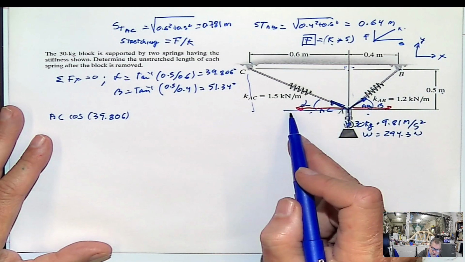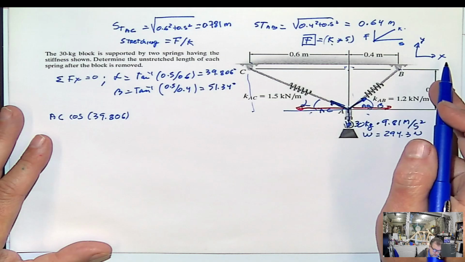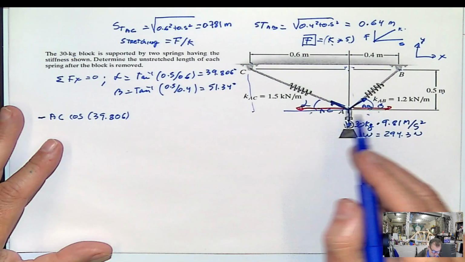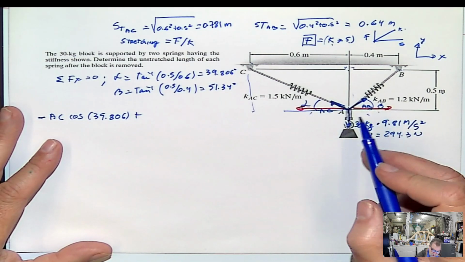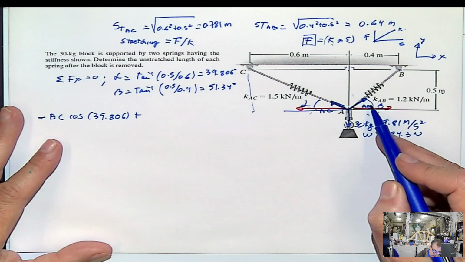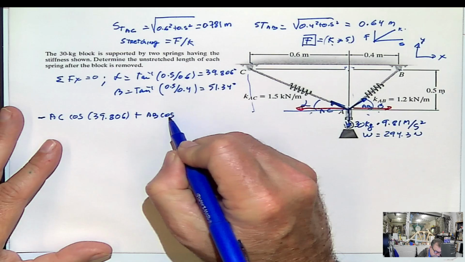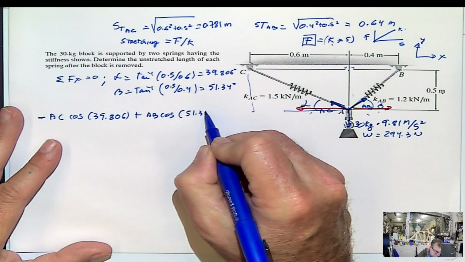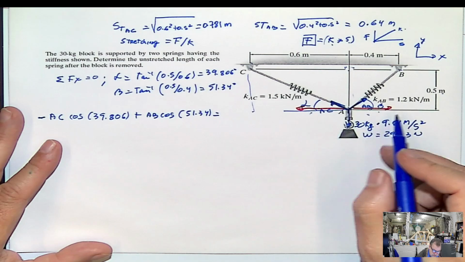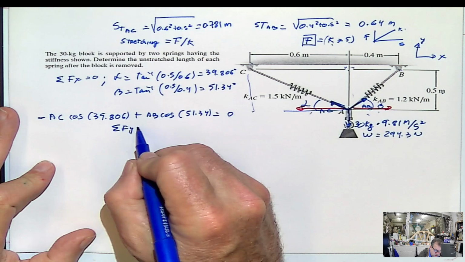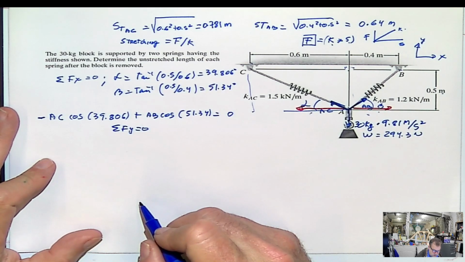So this will be to the left, which means it will be negative, contrary to what we assume as positive, plus this one. What is this one? AB cosine beta equals, there's nothing else, 0. And now we can do summation of forces in y equals 0. And what do we get in y?